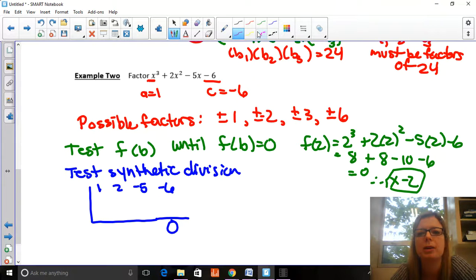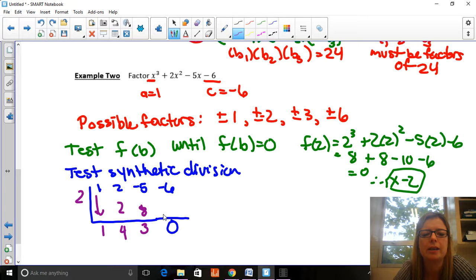Now I'm going to try 2, because 1 didn't work. 1 times 2 is 2. 2 plus 2 is 4. 4 times 2 is 8. Add that to minus 5, I get 3. 2 times 3 is 6. Woohoo! That actually did work. So that means I can go right to x minus 2 times x squared plus 4x plus 3.